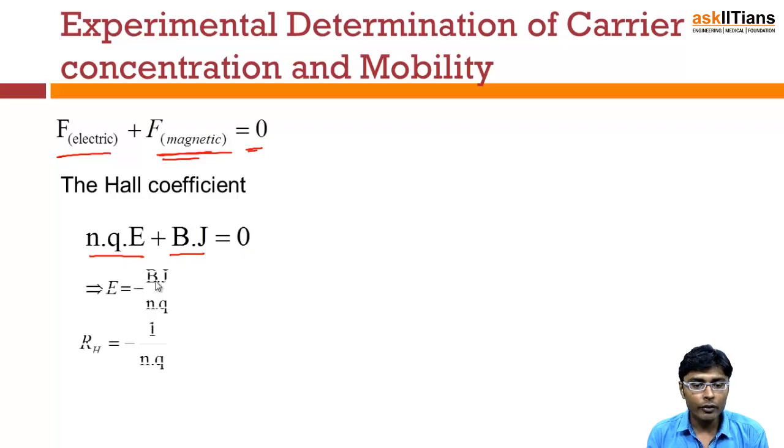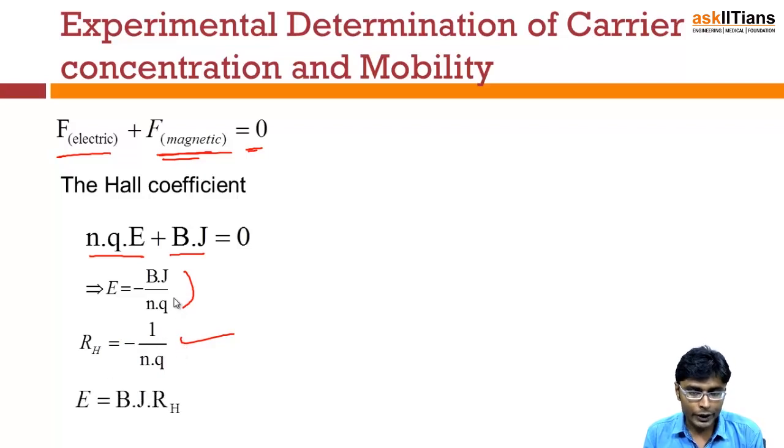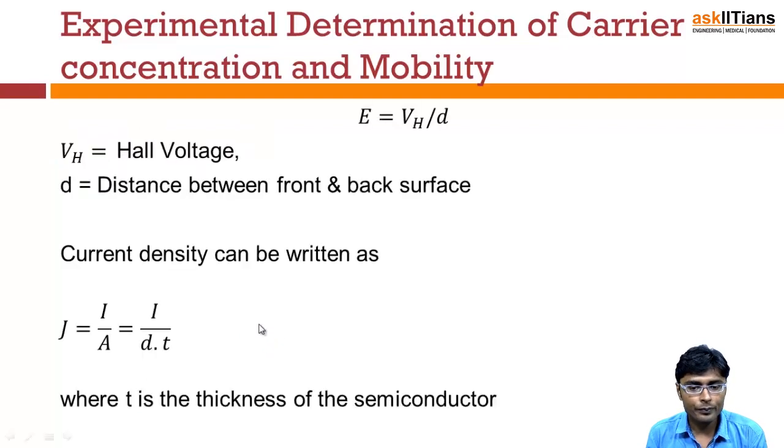So from here we can find the value of the electric field. This will be equal to minus J by nq. And the Hall coefficient, okay, is equal to minus 1 by nq. So we can replace the value of 1 by nq by RH, and we can say that the electric field will be equal to B J RH. Okay, RH is the Hall resistance or the Hall coefficient.